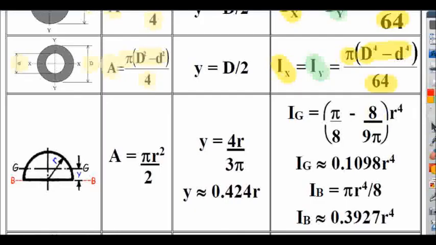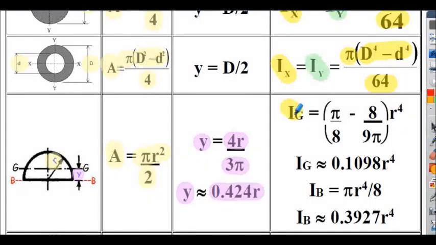We've reviewed this section previously in the presentation. Area stated as pi r squared divided by 2. R is the radius of the semicircle. Notice I have stated here the y bar, the y dimension shown here to the centroidal axis. I've actually stated it in two forms. The first one is the exact value of 4r divided by 3 pi, or as stated in the reference source, y is approximately equal to 0.424r.